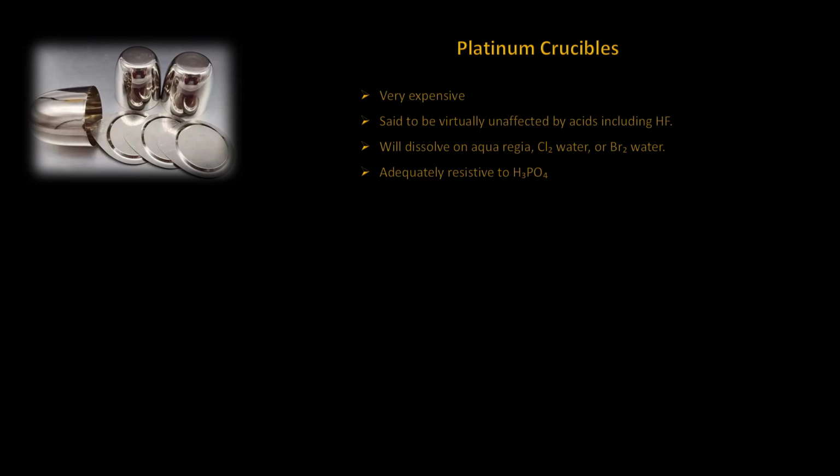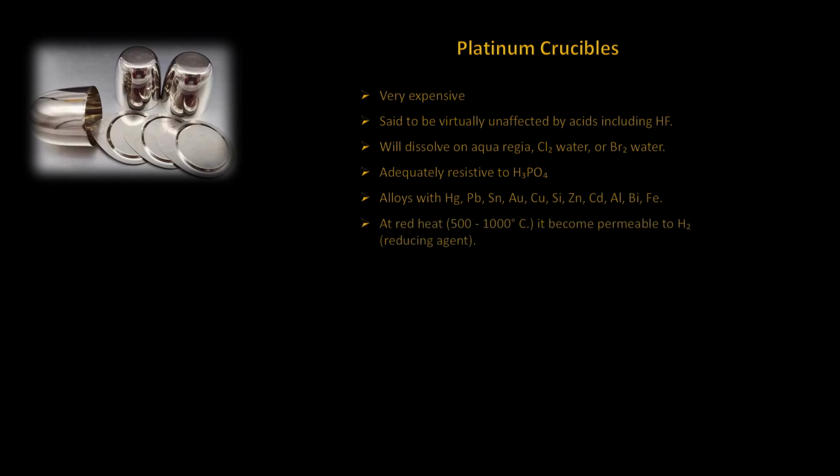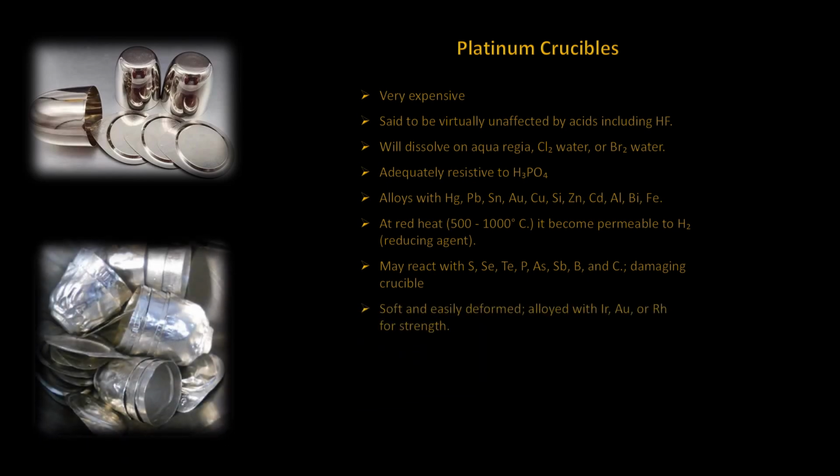in general. They will alloy with mercury, tin, lead, gold, copper, silicon, zinc, cadmium, aluminum, bismuth, and iron. They will become permeable to hydrogen gas at red heat, which is a reducing agent. Visually, the red heat range is between 500 and 1000 degrees centigrade. Now, these crucibles will also react with sulfur, selenium, tellurium, phosphorus, arsenic, antimony, boron, and carbon, all of which will damage them. The crucibles are soft and easily deformed and thus must be handled with care.